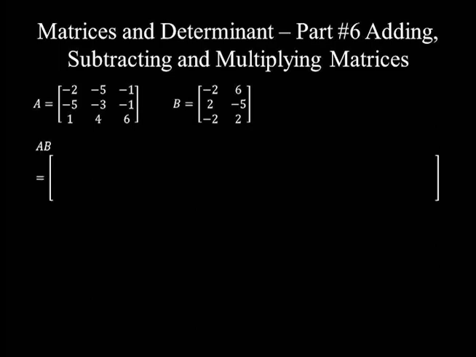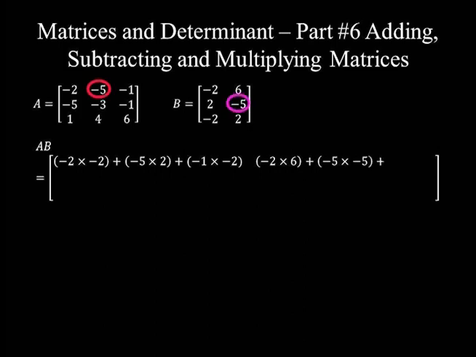So for row 1, column 1 of AB equal to -2 times -2 plus -5 times 2 plus -1 times -2. For row 1, column 2, -2 times 6 plus -5 times -5 plus -1 times 2. As we can observe here, row 1 of A multiplies both column 1 of B and column 2 of B. The same is true for the next rows of A.